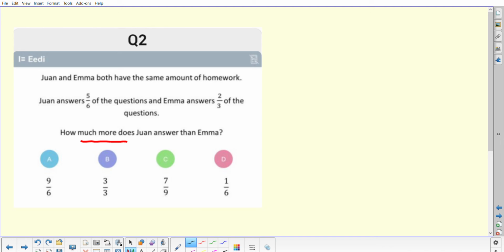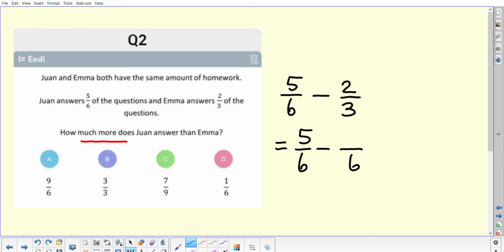then hopefully you could see that that was going to be a takeaway, that you'd be doing a subtraction. So what you should be doing here is 5/6, because clearly if they're saying how much more does Joanne answer, they're saying she's answered more, so hers will be the bigger fraction. 5/6 take away 2/3. And just like when you're adding, you need the bottom numbers to be the same. So the lowest common multiple of 3 and 6, the first number that's in both the 3 times and the 6 times table, is in fact 6.